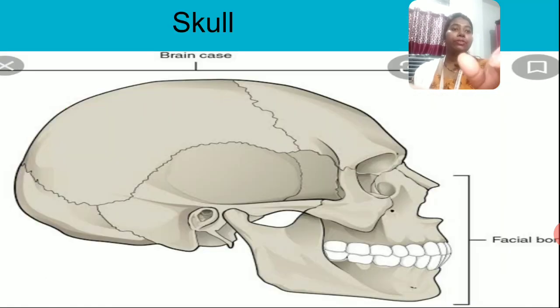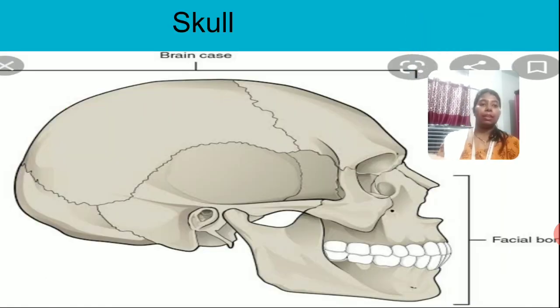Okay, see here, children. This is the skull. You can see in the picture that the skull is not only protecting the brain, but it is also giving the shape of our face. Yes or no? You can see the two parts of the skull. First is the brain case, which means where our brain is present. And you can see the facial bone. The facial bone gives the structure and shape of our face. So this is the first part of the skeletal system.